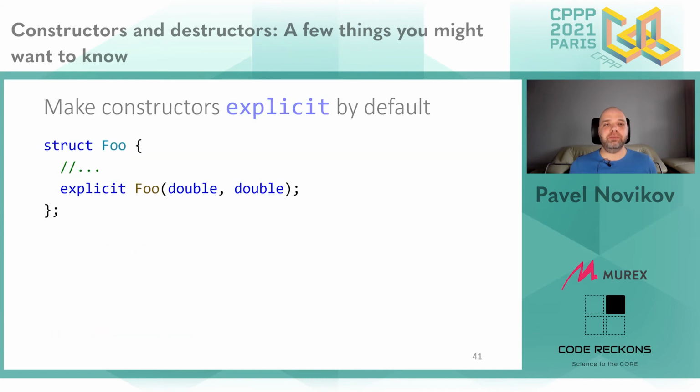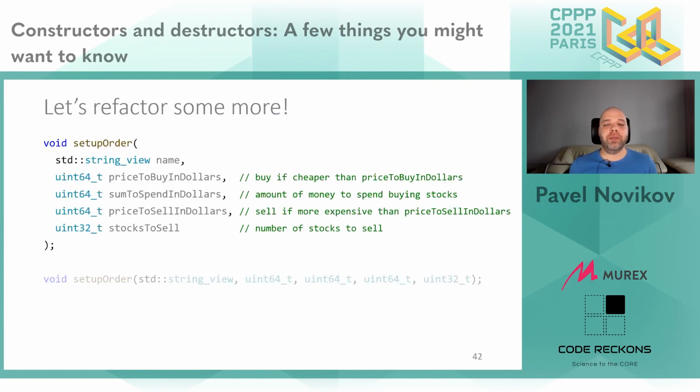And even since C++98, you could make a constructor that receives multiple parameters explicit. But I wonder, what will we need it for? So let's do something else.